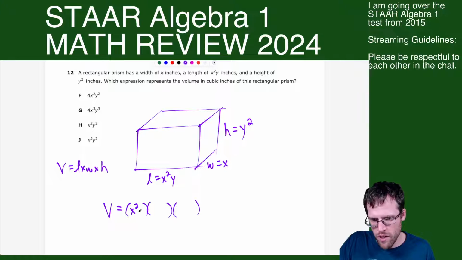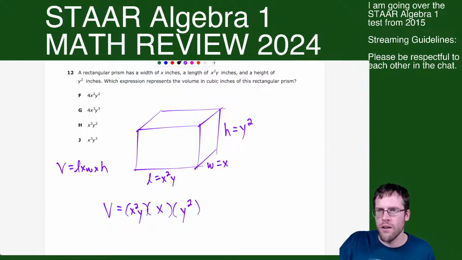I mean, you could plug in random values for x and y and then plug into the answer choices. That works. I'll show you a trick. So x squared y, the width is x and the height is y squared. And now when I multiply, order doesn't matter. So I'm going to multiply x squared and x, and then I'm going to multiply y and y squared. And now let's see what happens.